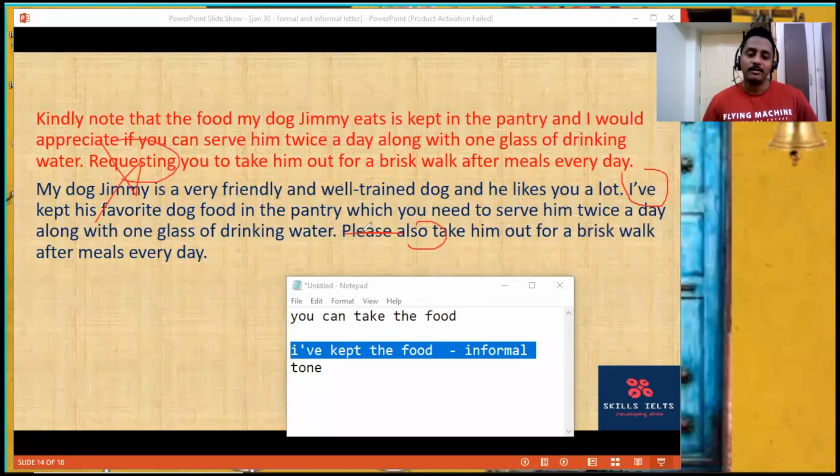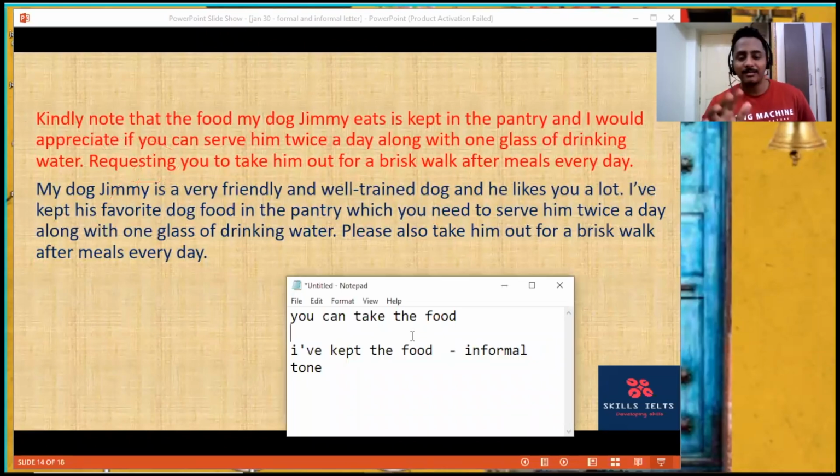Also take him out for a brisk walk after every meal, every day. All I'm telling you is a small, small detail. This is purely formal. This becomes purely informal, not just because of the apostrophe, but many other things, the way the sentences are structured. "Yes, Nakul, understood everything. I think tomorrow I can give the exam definitely."